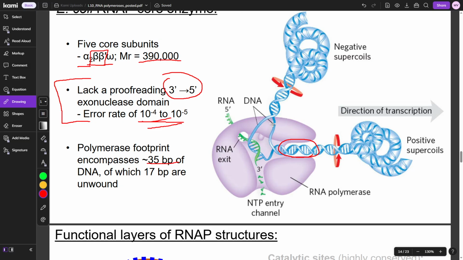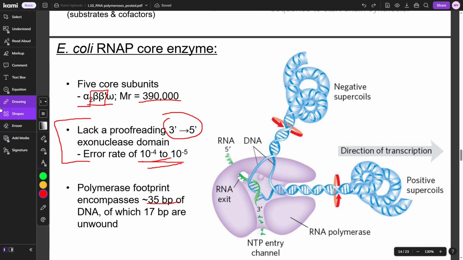And then this area here is the footprint, basically. So 35 base pairs are stuck inside the polymerase at a time, and 17 of those base pairs are actually unwound, which is this section right here, the section that's split. This is unwound.